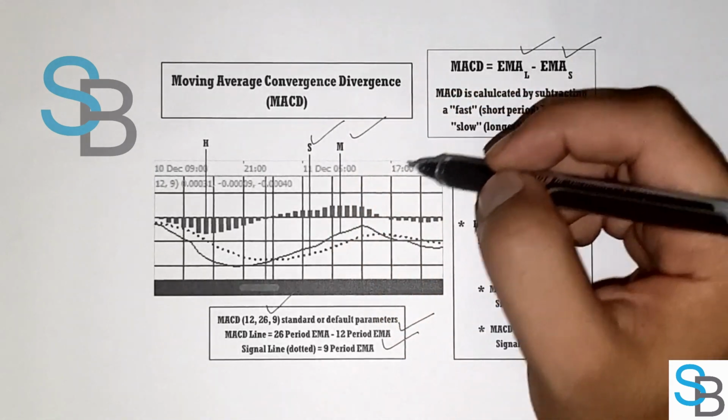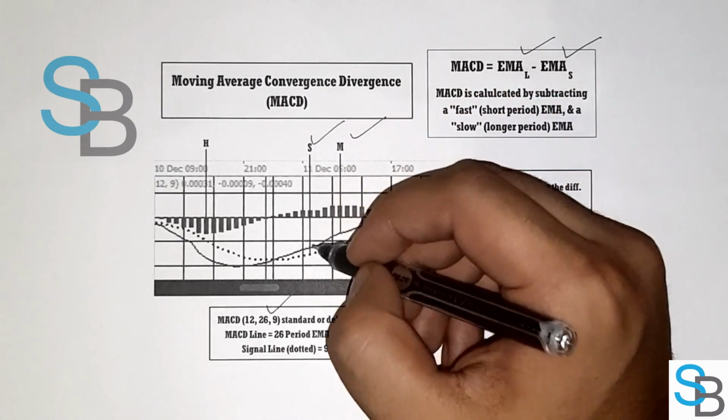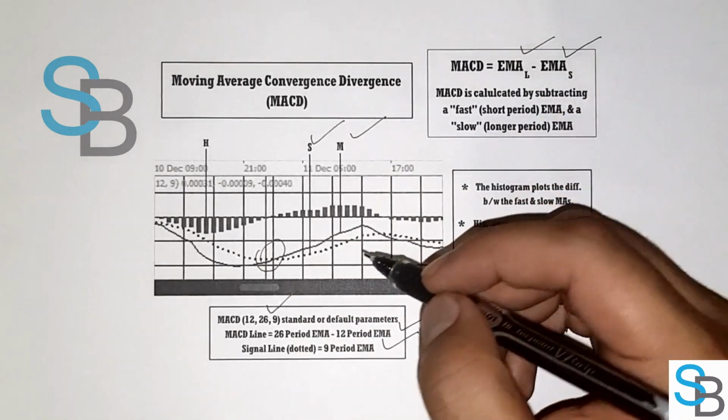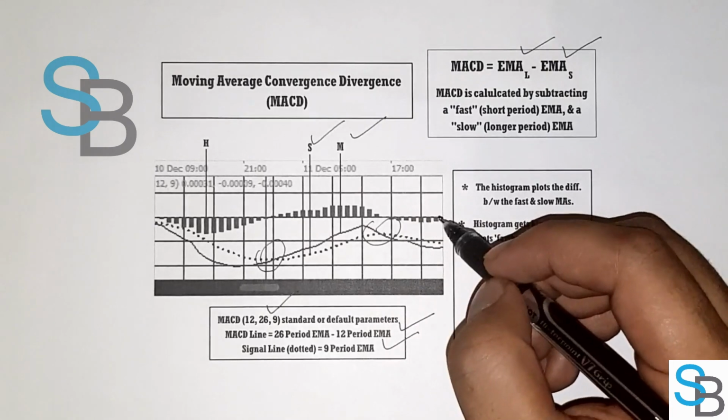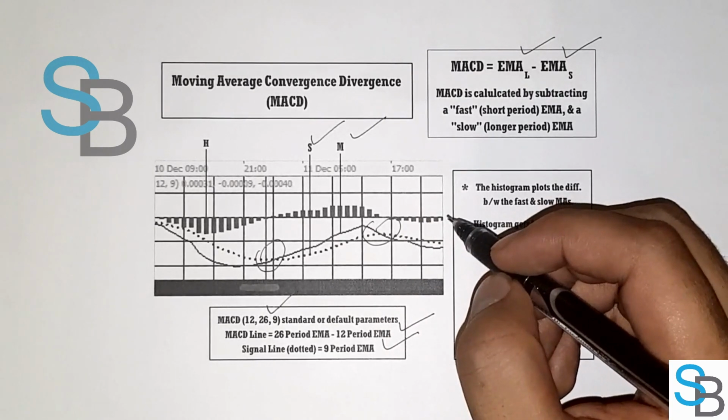On your chart, you will see a MACD or M line and a signal or S line. When the MACD M line crosses above the signal line S, this indicates a buy signal. If the M line crosses below the S line, this indicates a sell signal.